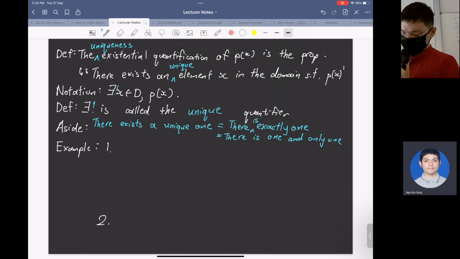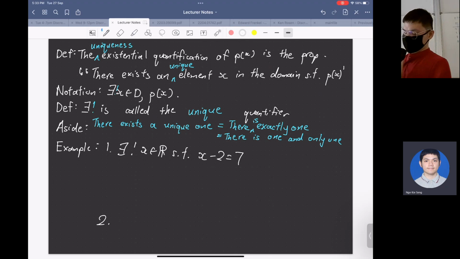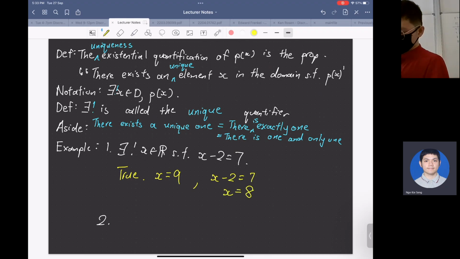Let's see. There's this unique x such that x minus 2 equals 7. What is the x? 9. Yes, there's only one x. x equals 9. So to prove this, you just do the algebra. In this case, I can even reduce this question to the integers only, or to the naturals. Okay. Similar question.